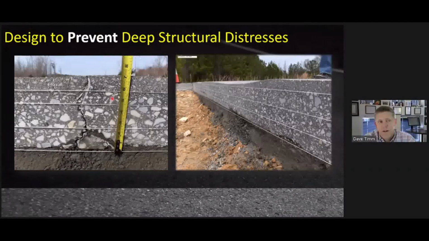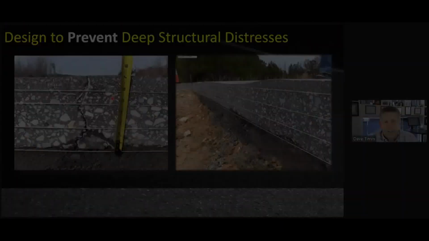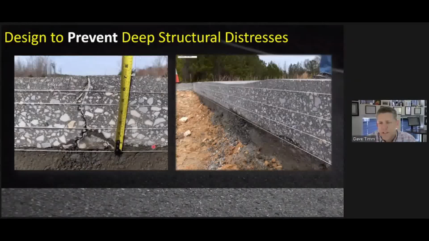So when we think about designing to prevent deep structural distress, these are a couple of cross sections from our test track where we did have deep structural distress. And you can see here that we have cracks that have initiated at the bottom of the asphalt and have propagated up through the asphalt layers, and we see cracking at the surface, trying to avoid that.